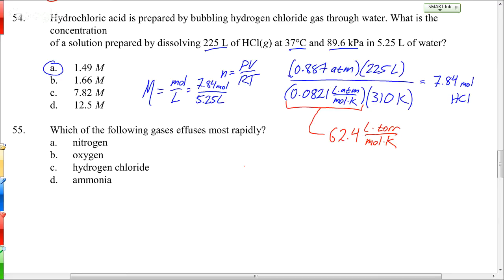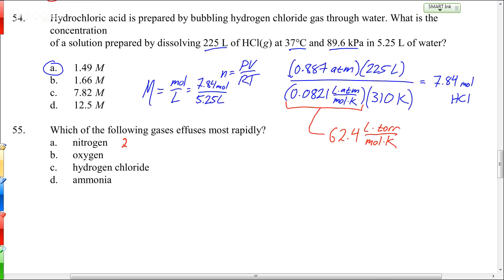Nitrogen. Why nitrogen? It's the smallest. Yeah, so this is just a matter of size, particle size. It's proportional to mass. It's proportional to molar mass. Effusion is proportional to molar mass. The greater the molar mass, the slower it effuses. So nitrogen will be the fastest. We can actually rank them, right, based on molar mass.